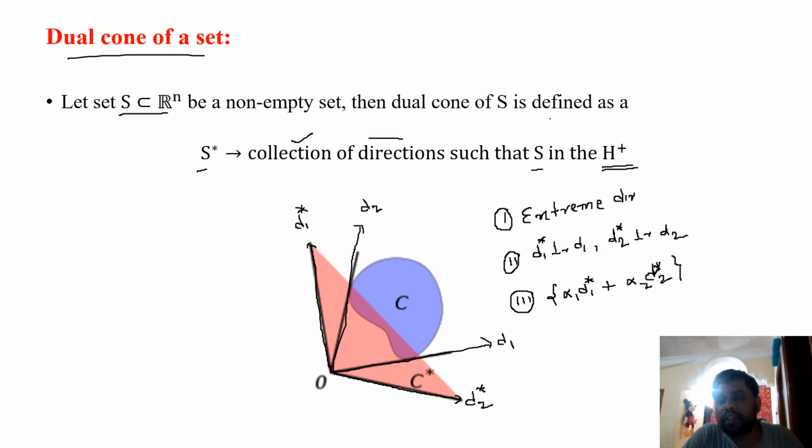So we can give notation to this. This convex cone is what? It is your C star, that means the dual cone of C. And from the image you can also observe that the given set C happens to be a subset of its dual cone C star. So the dual cone always happens to be a convex cone. This is a layman approach to define a dual cone.